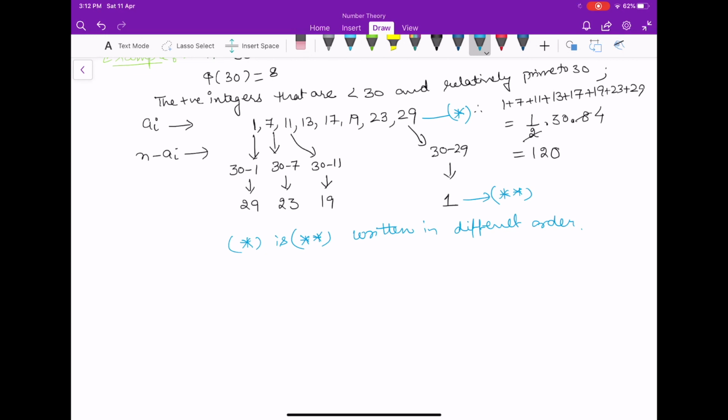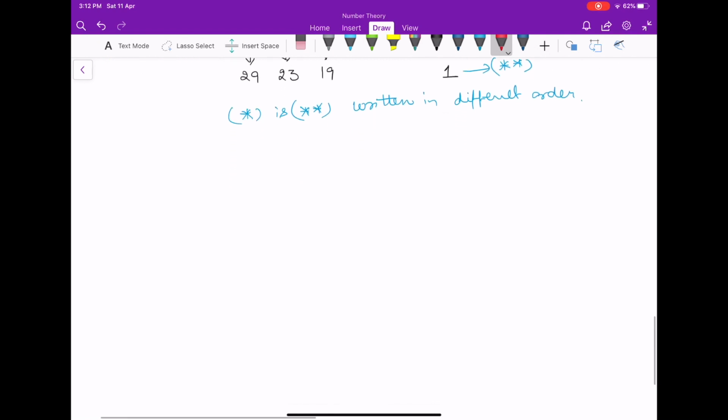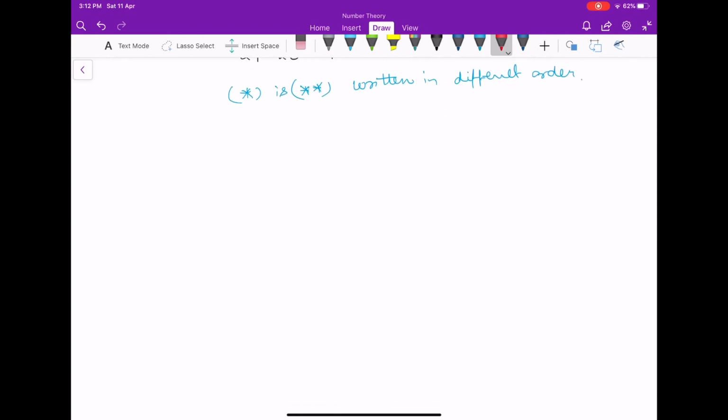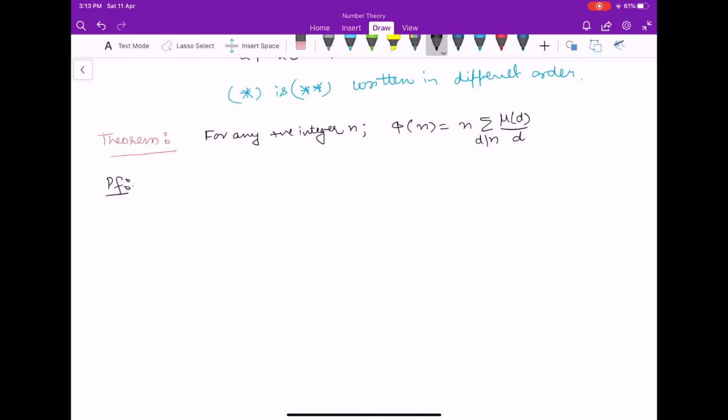Now, in a very interesting result, we have another theorem which connects phi n with the mu function. So what is that theorem? This says for any positive integer n, phi n is n times the summation over d divides n of mu d by d. And this has a very simple proof by the Mobius inversion formula.